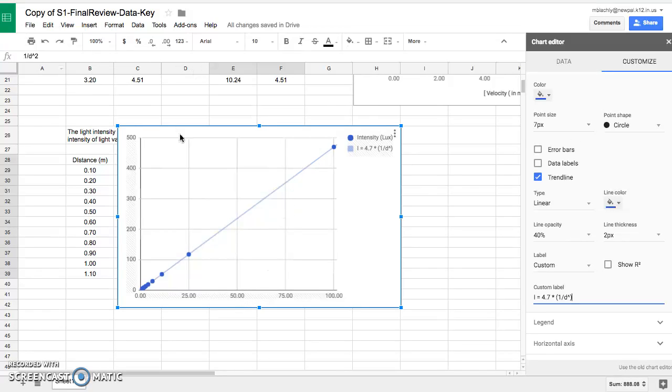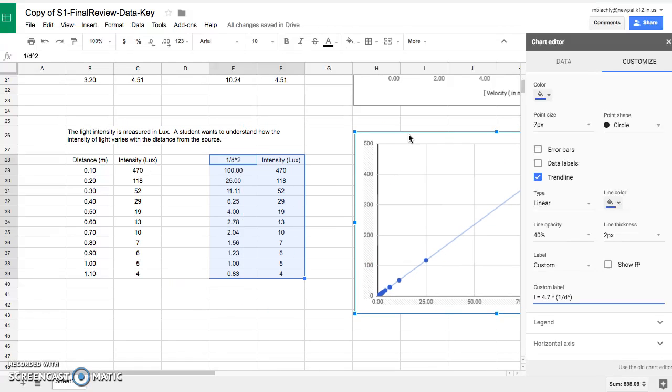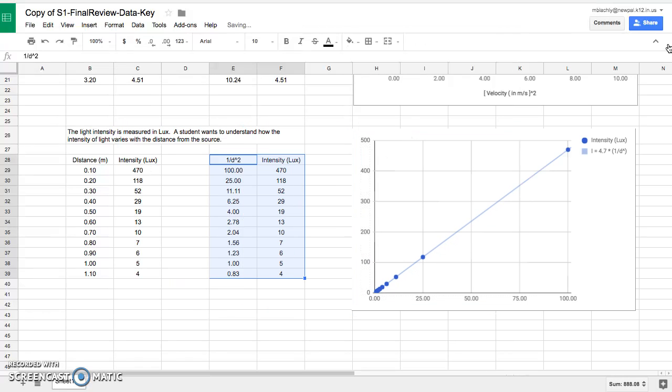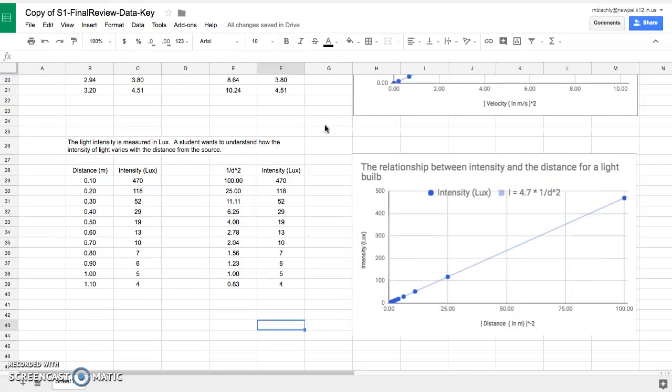So when we do all that, it's going to look something like this. So there we go. Here's my finished graph. My title, the relationship between the intensity and the distance. The mathematical model is I equals 4.7 times 1 over d squared. I have labels including units, and here I put distance in meters, and the whole thing is raised to the power of -2. So 1 over distance squared. And that's how you finish that one up.